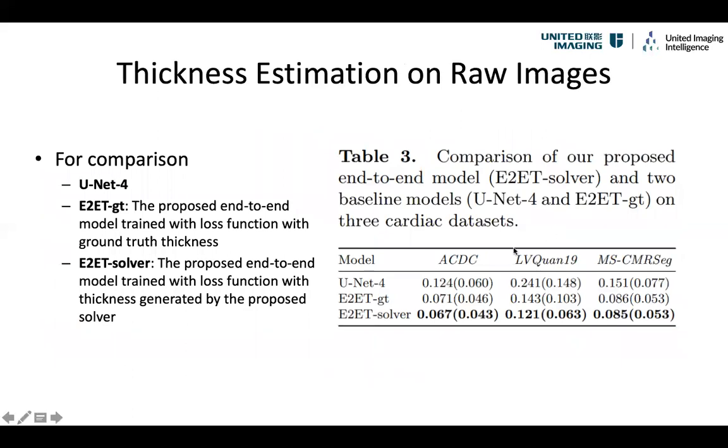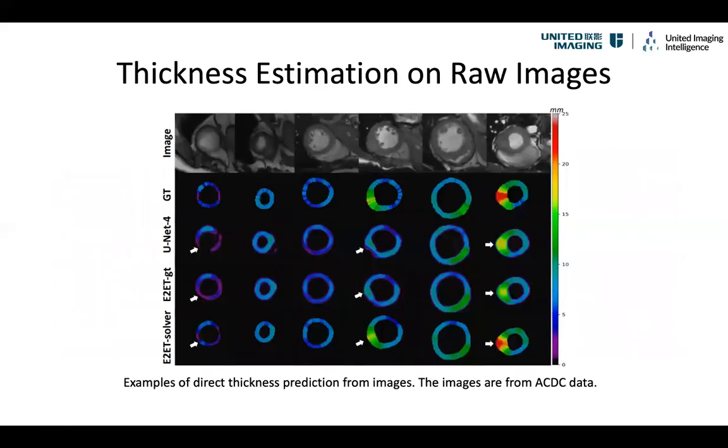And for the end-to-end model, we also compared to 2 different baselines. One is UNet, and the other one is the end-to-end model trained with the loss function with the ground truth thickness. And our proposed method is trained with the pseudo thickness. We can see the model trained with pseudo thickness performed the best. And this is the visualization result. From these examples, we can see that the model trained with the pseudo thickness performed the best compared to other methods. Please look at the white arrows here.